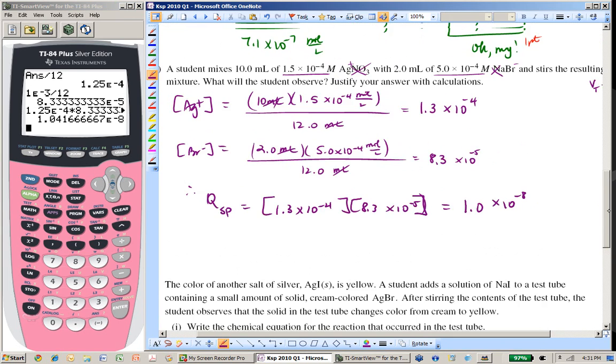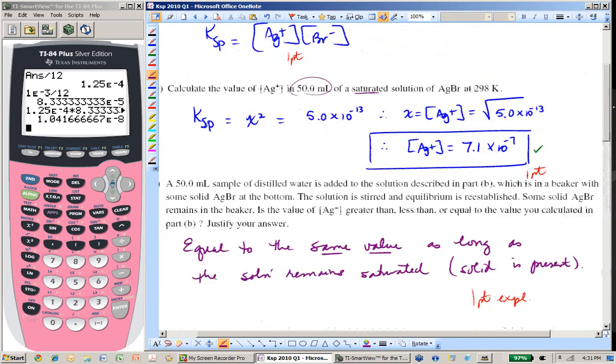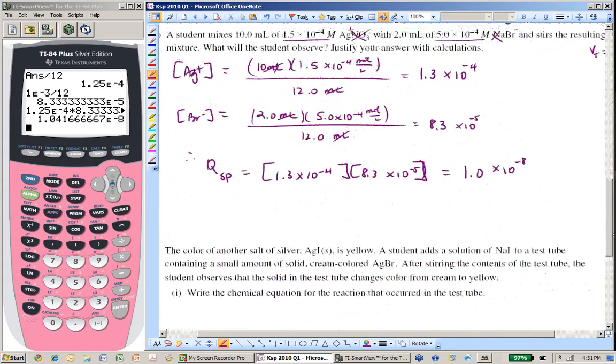So now I've got to compare QSP to KSP. So one more time, why are we doing this? Student mixes stuff in a test tube. Trouble? It's always trouble. So what does the student observe? Well, you're in a solubility problem. You've done all this KSP stuff. You're going to either make a precipitate or you're not. And if it's the one they told you was all pretty and cream-colored, you can even add that in. If you make AgBr, a cream-colored precipitate's going to form.